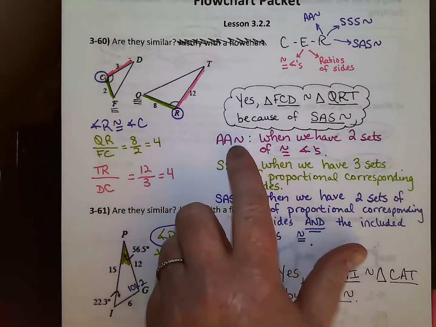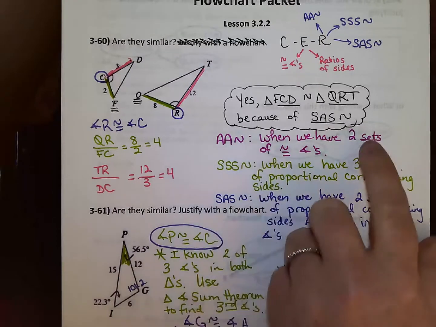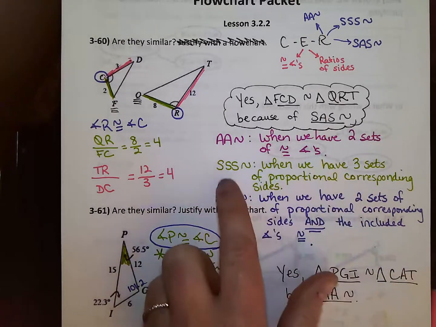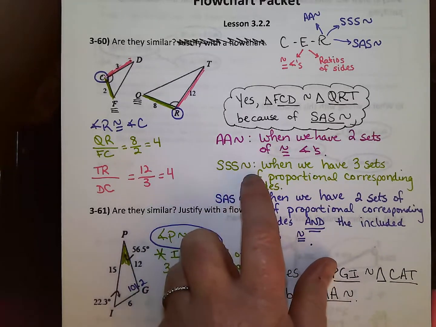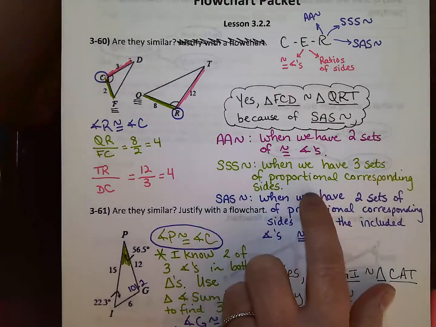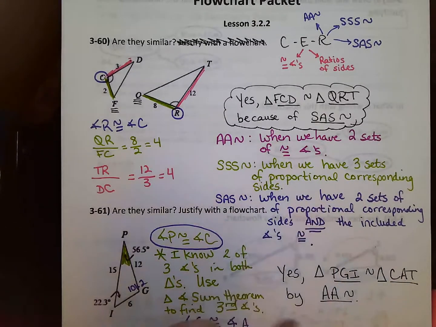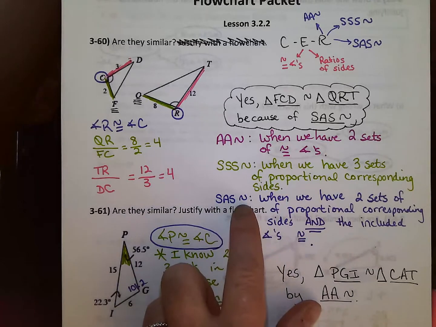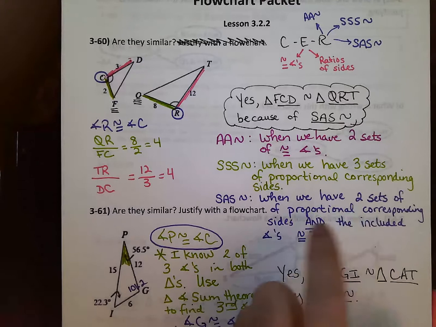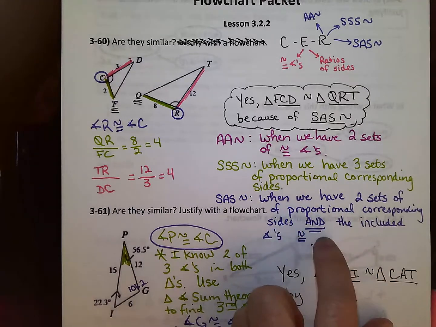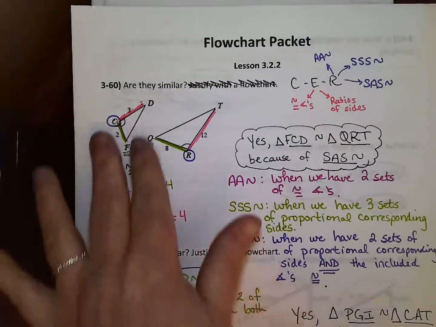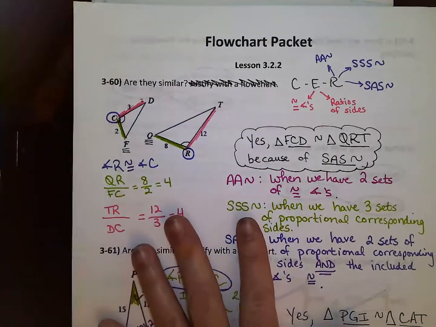Angle-angle similarity is what we use when we have two sets of congruent angles. Side-side-side similarity is what we use when we have three sets of proportional corresponding sides. And then side-angle-side similarity is what we use when we have two sets of proportional corresponding sides and the included angles congruent. And that is the setup we have for part one here.